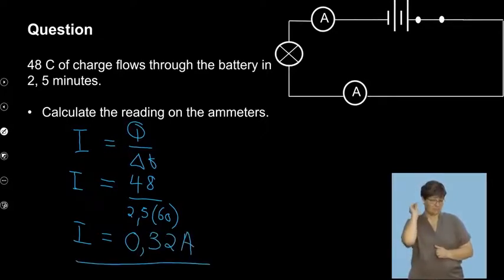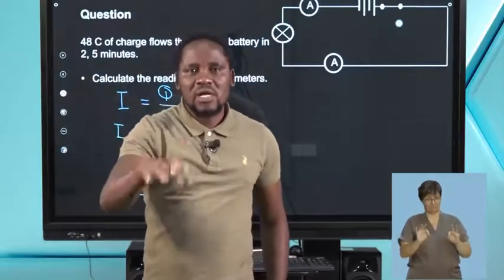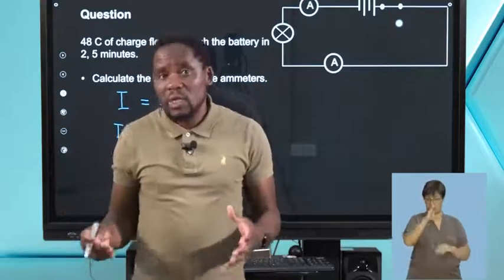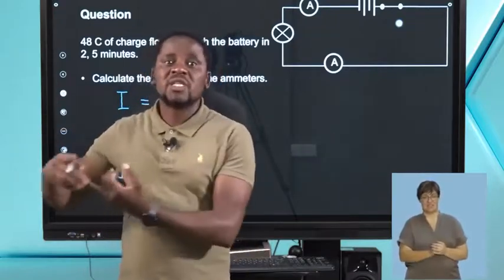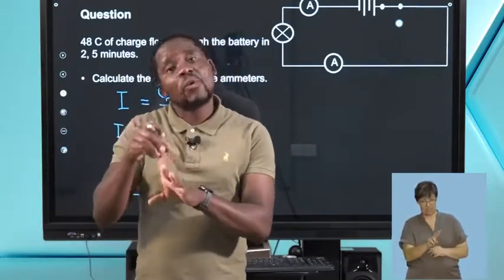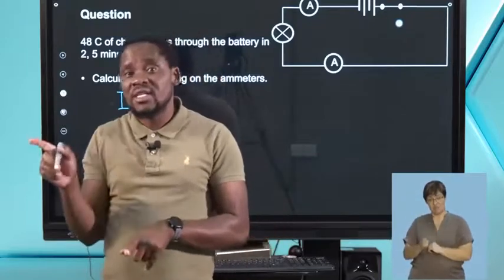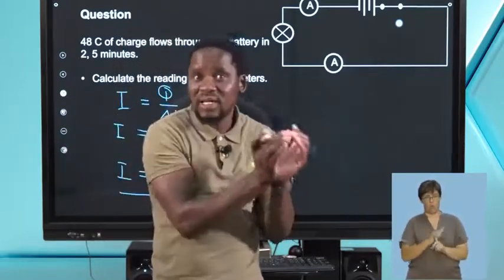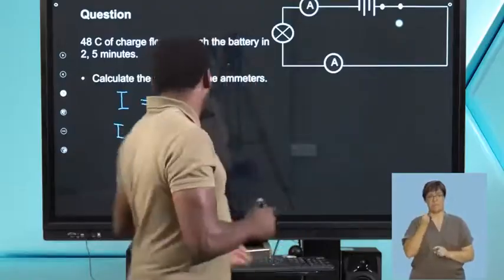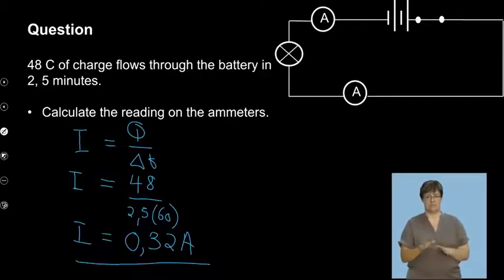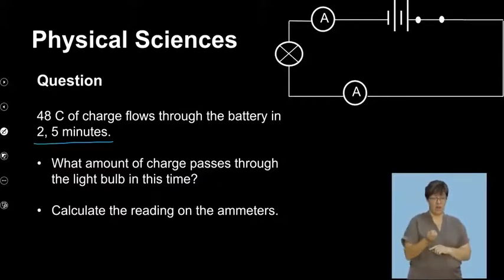So be mindful of the fact that whenever you do calculations, make sure that the final value that you are calculating carries the correct unit. We are given the charge in coulombs. We managed to do the necessary conversion from 2.5 minutes to seconds, okay? And then whatever we're looking for in this case, which is the ammeter reading, which is an indication of current intensity or strength of current, or simply put, the amount of current that passes through a point, then we managed to get to that, okay? Then if we can go back, the amount of charge that passes through the light bulb in this time is exactly the 48 coulombs. That's the amount of charge, okay?